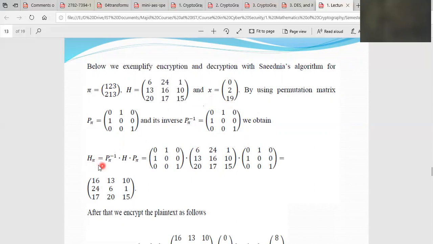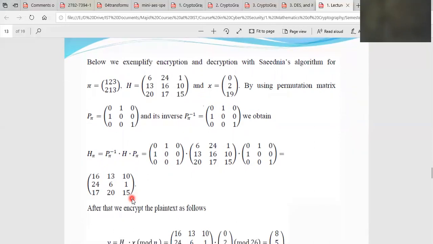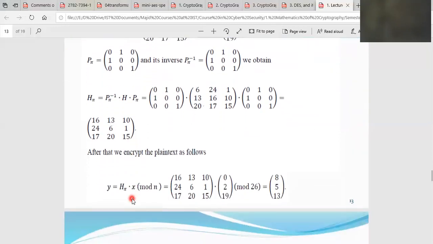So we need to calculate H pi, which is P pi inverse times H times P pi. We have calculated this and we get this matrix of 3 by 3. In order to encrypt our plain text, we multiply H pi with our plain text and we get 853 as a ciphertext.